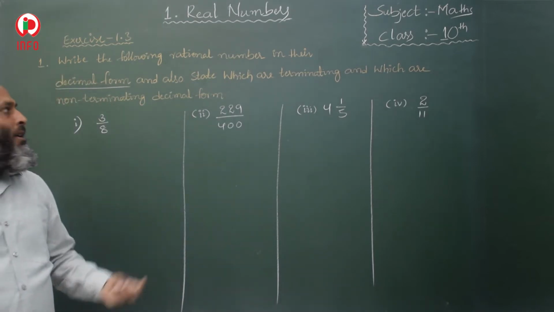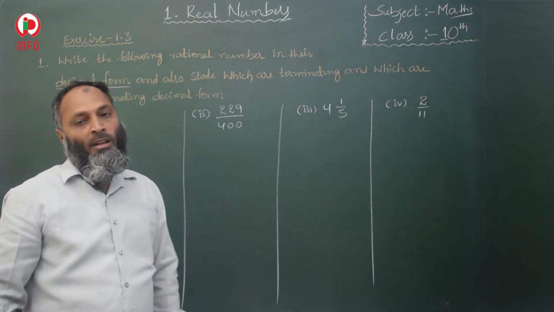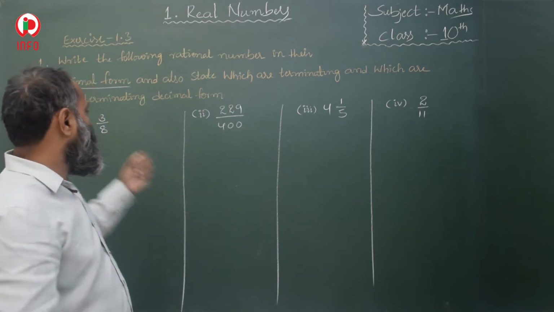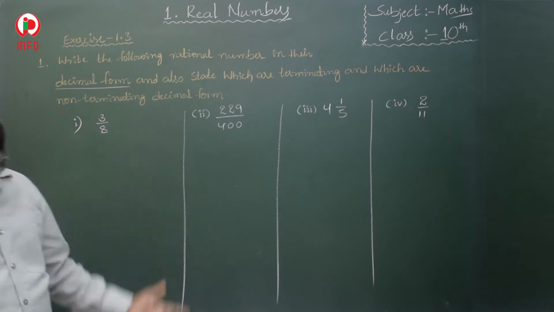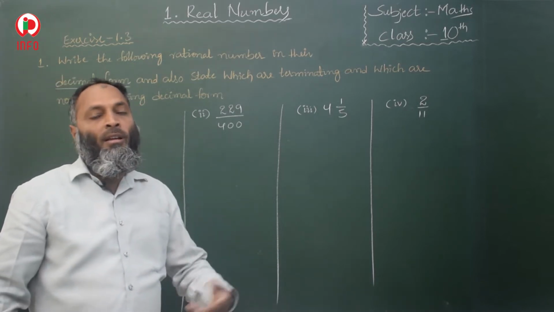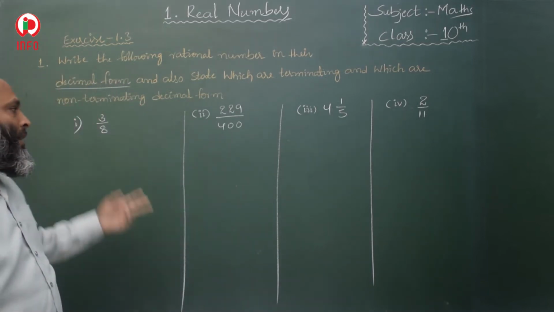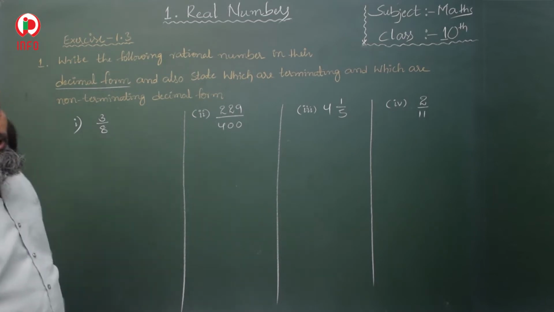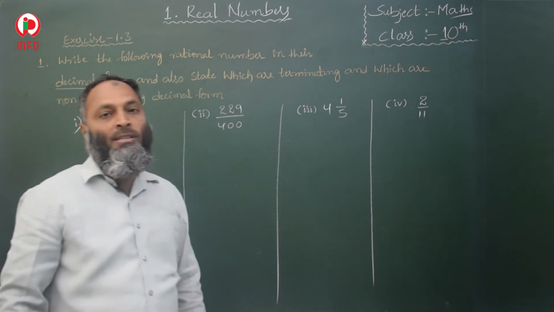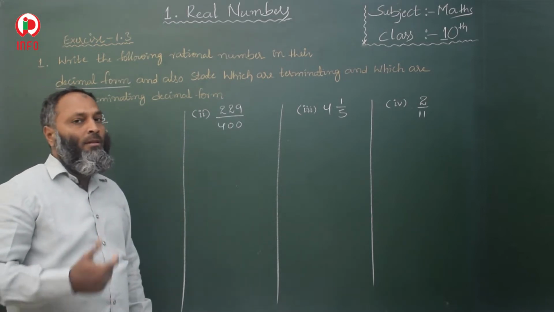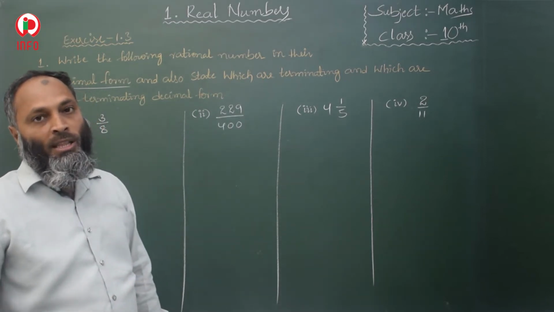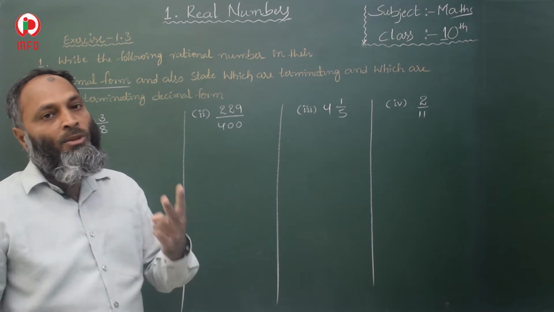Here two methods are there to say terminating or non-terminating. First, we just divide 3 by 8 and say whether it is terminating or non-terminating. Otherwise, in the second method, we split the denominator into prime factors. If the prime factors of the denominator are 5s, 2s, or 5s and 2s, then it is terminating. So two methods are there.